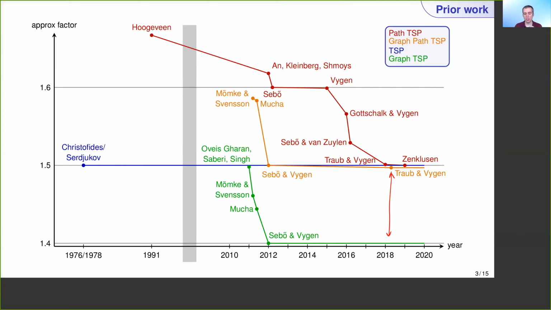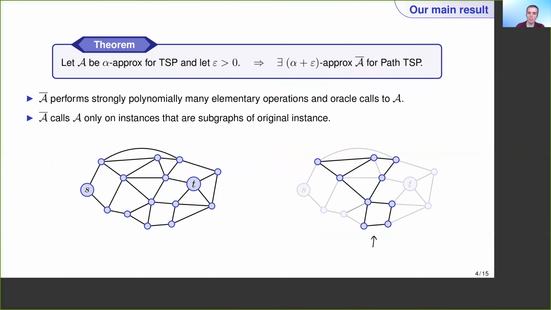Of course, this raises a general question. It's clear that the path TSP problem is more general than TSP, so it's normal that the approximation factors are worse, but it raises the question whether this problem is indeed strictly more difficult to approximate than the traveling salesman problem. And the main result of this paper is to answer this question by showing that that's not the case. So it turns out whenever you have an alpha approximation for TSP, you can transform it into an alpha plus epsilon approximation for path TSP. And actually, this transformed algorithm will make strongly polynomially many elementary operations and oracle calls to the original TSP algorithm.